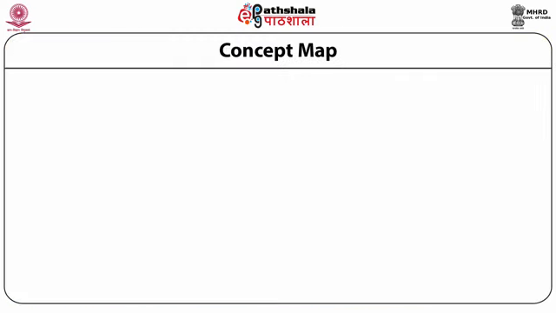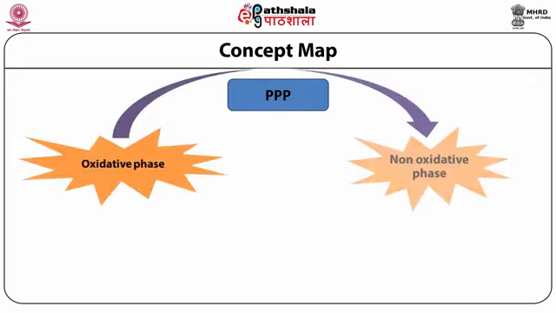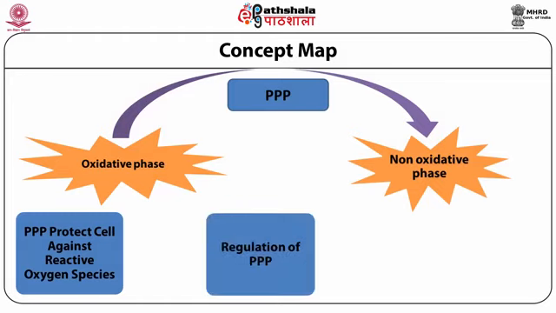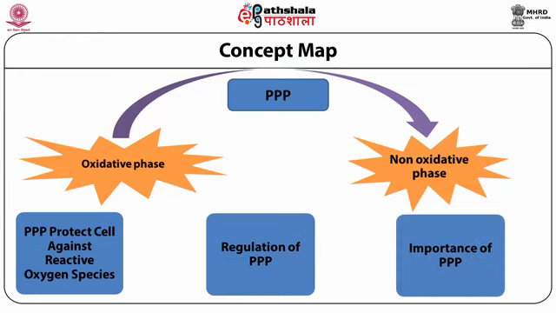The figure shows the concept map of pentose phosphate pathway. Pentose phosphate pathway has two parts, that is oxidative phase and non-oxidative phase. Pentose phosphate pathway protects cell against reactive oxygen species. Regulation of PPP is an important point. The importance of PPP, pentose phosphate pathway, for the cell protection is also an important aspect.